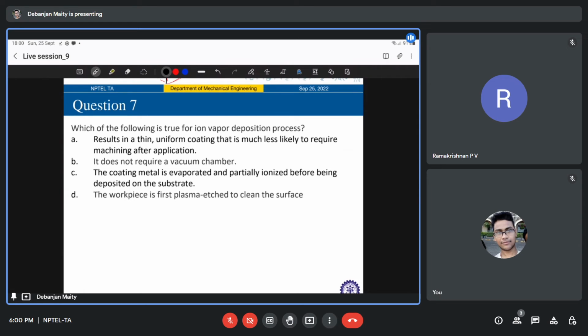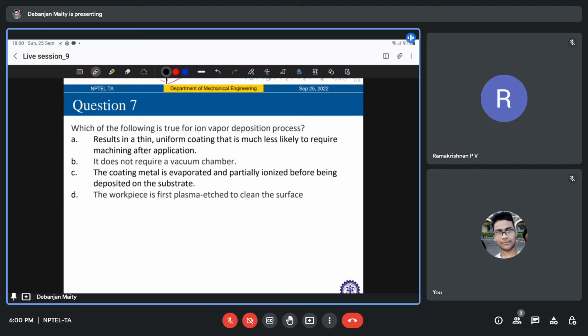Now, this is in terms of ion vapor deposition. Which of the following is true for ion vapor deposition? In ion vapor deposition, whatever the coating metal is, it is getting evaporated and partially ionized before being deposited on the substrate.